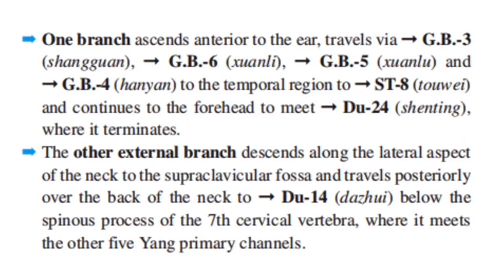One branch ascends anterior to the ear, travels via gallbladder 3, gallbladder 6, gallbladder 5, and gallbladder 4 to the temporal region, to stomach 8, and continues to the forehead to meet DU24, where it terminates. The other external branch descends along the lateral aspect of the neck to the supraclavicular fossa and travels posteriorly over the back of the neck to DU14, below the spinous process of the 7th cervical vertebra, where it meets the other 5 yang primary channels.